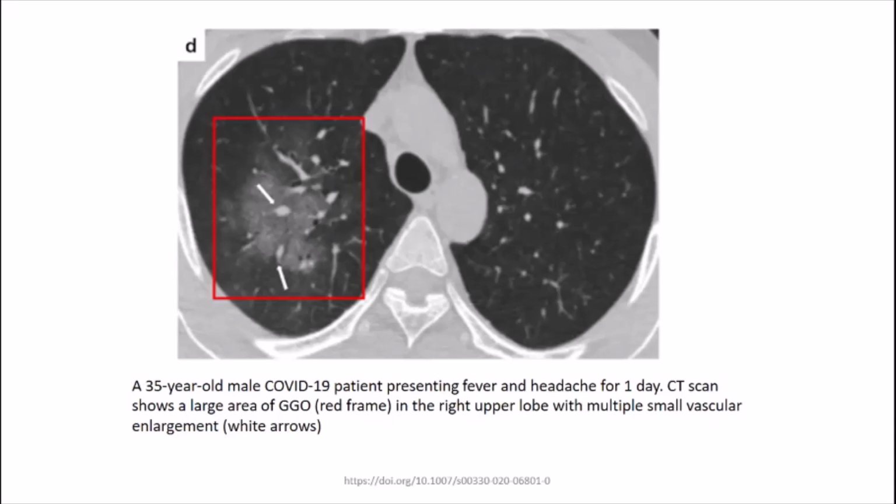This is a 35-year-old male COVID-19 patient presenting with fever and headache for 1 day. The CT scan shows a large area of ground glass opacities in the right upper lobe with multiple smaller vascular enlargements here as shown by the arrows.